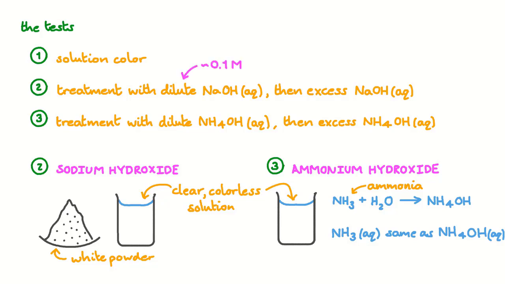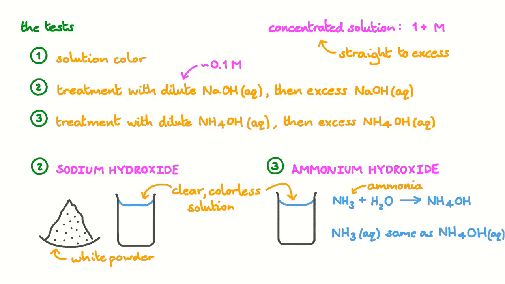Meanwhile, the term dilute is a relative term. However, with sodium hydroxide solution or ammonium hydroxide solution, you might be looking at a concentration of about 0.1 molar, while a concentrated solution may have a concentration of 1 or more molar. If we used a concentrated solution rather than a dilute solution, we might jump directly to the results of the excess test. Nonetheless, be wary that these concentrations are just guidelines. The results of these tests will depend on the amounts added and the concentration of cation in solution.